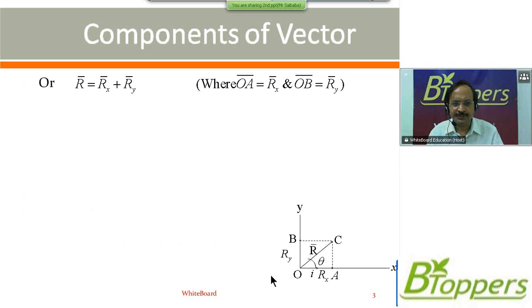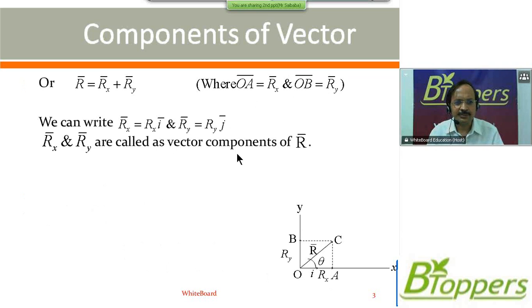Or we can write R bar equal to Rx bar plus Ry bar. There OA bar is Rx bar and OB bar is Ry bar. We can write Rx bar equal to Rx into I bar and Ry bar equal to Ry into J bar. Rx bar and Ry bar are called as vector components of R bar. Of course, I bar is a unit vector along positive x-axis. J bar is unit vector along positive y-axis.